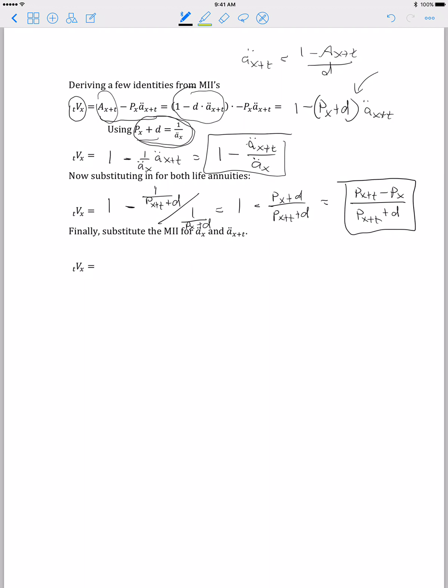And finally, if we go back up here to this identity, and we replace each of the life annuity dues with their MII equivalent, then I have what? 1 minus A_x plus t over d, divided by 1 minus A_x over d. Now I invert and multiply. The d's cancel.